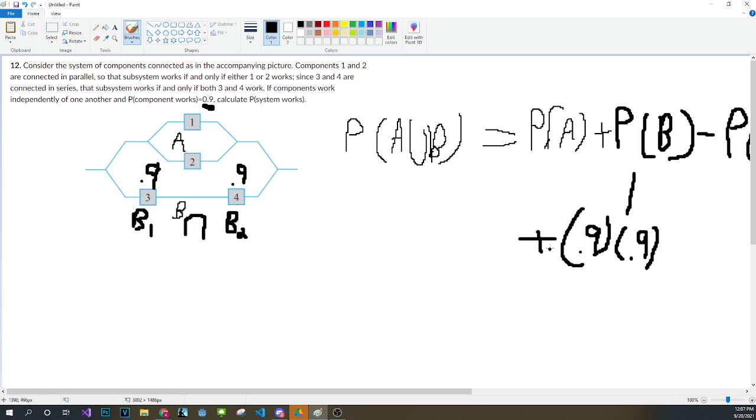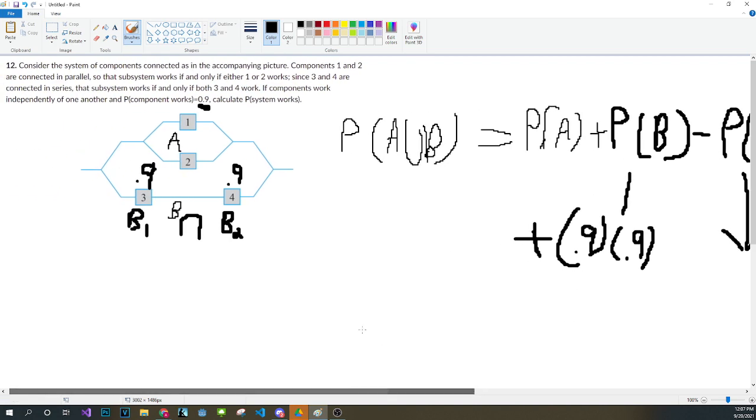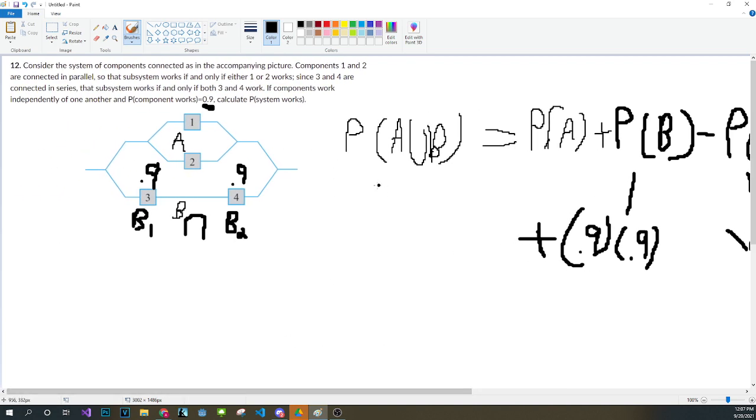So now we have to find the probability of A. We have to bring this down also. For the probability of A, we have to use the addition rule again, because this is subset A1, and this is subset A2.